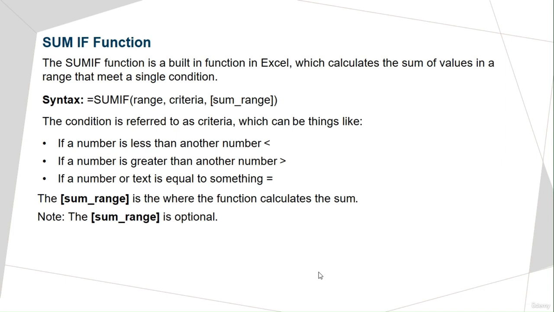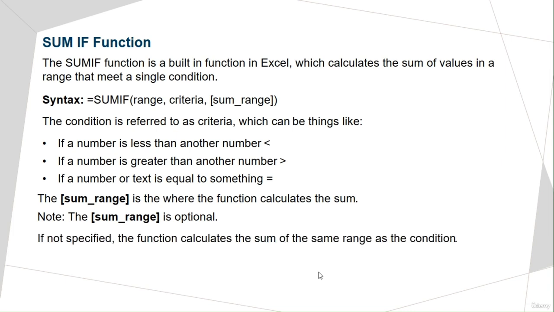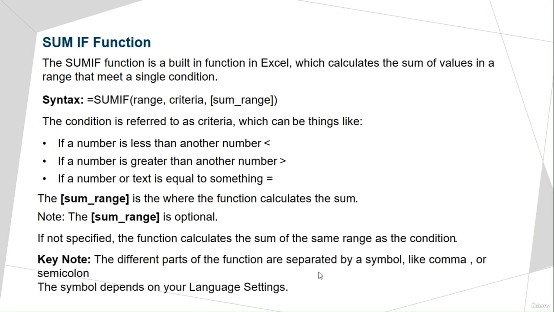Note something, the sum range is optional. If not specified, the function calculates the sum of the range as the condition. However, this only works in columns that are numbers. It doesn't work for text. Note something else. The different parts of the function are separated by a symbol like comma or semicolon. However, the symbol depends on your language settings.